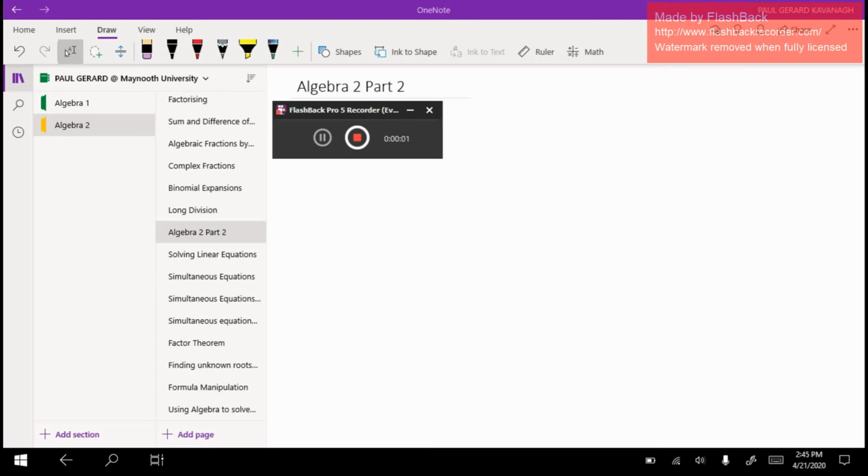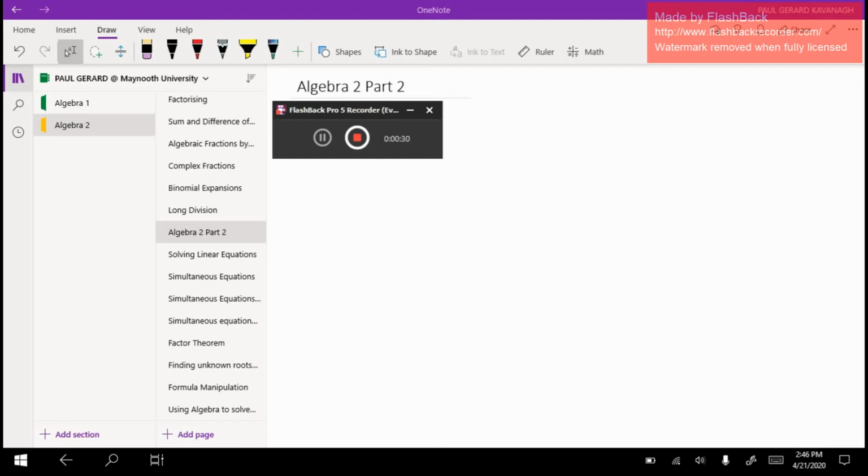Hey guys, so this is the second part for Algebra 2, and basically what I'm going to be covering through this is we're going to be going into solving now. So we're going to take an expression or a formula or an equation, and we're going to find out how we actually solve them and what different kinds of methods we use. So yeah, we're going to jump right into it.